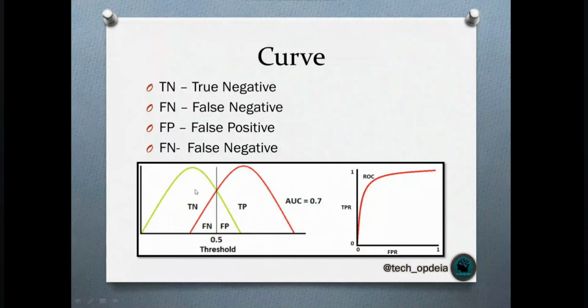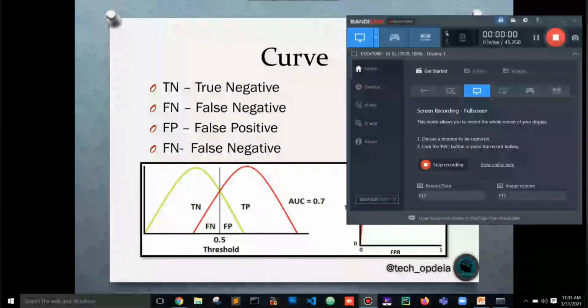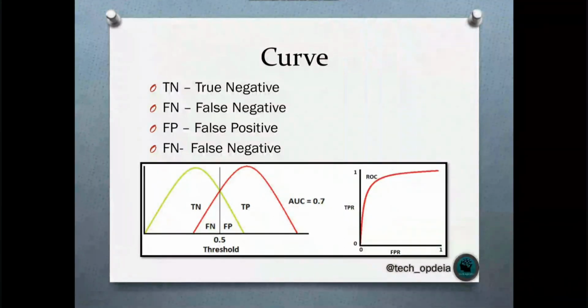AUC curve consists of 4 values: true negatives, false negatives, true positives and false positives. You can see my previous video to understand these concepts, because you need to get a clear understanding of all these 4 values, then only you can implement the curve and see what the curve means, how well our model is performing. So you need to get a clear understanding of all these 4 concepts.